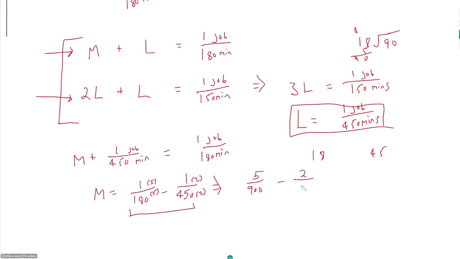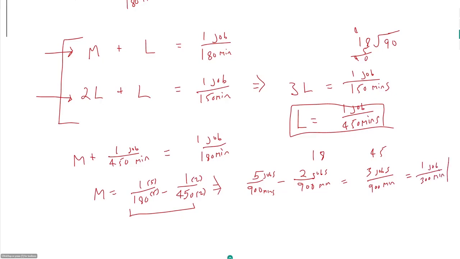minus 2 over 900. So remember what this is saying. We are saying one job every 180 minutes is equivalent to 5 jobs every 900 minutes. And one job per 450 minutes is the equivalent to 2 jobs per 900 minutes. And so that means Mario's individual rate is 3 jobs per 900 minutes, which is equivalent to, if we simplify this, one job per 300 minutes.